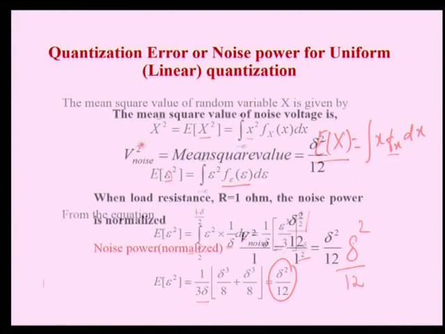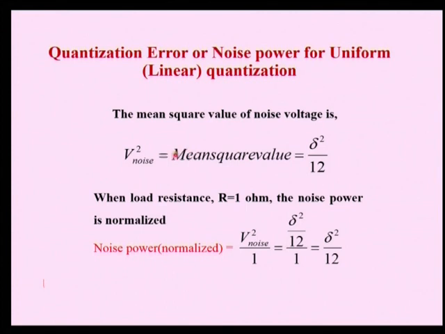The mean square value of the noise voltage is V square noise, and the mean square value is given as del square by 12. If the load resistance is considered as 1 ohm, the noise power is V square noise by 1, that is V square by R. We consider R as 1 ohm for the normalized case, then the noise power is del square by 12. This is for the normalized case.